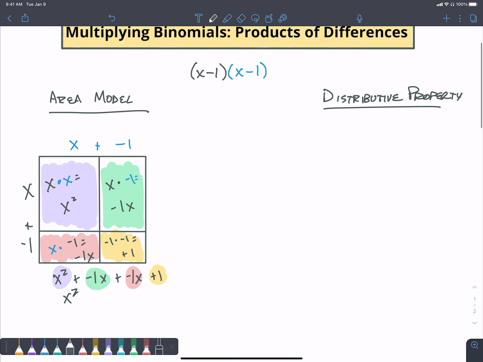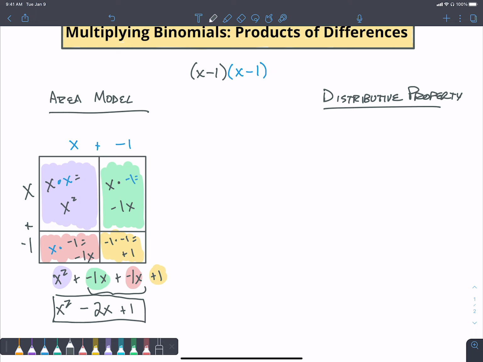And we end up with x squared. Let's give a little bit more space here. We come up with x squared, and we combine these. A negative 1x plus another negative 1x is going to be a negative 2x. So notice you don't have to put the plus a negative. You can just do minus 2x too. Minus 2x also. And then plus 1. And there is our product.